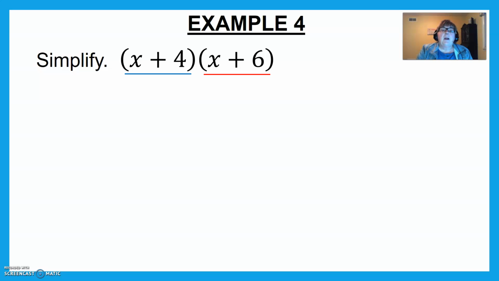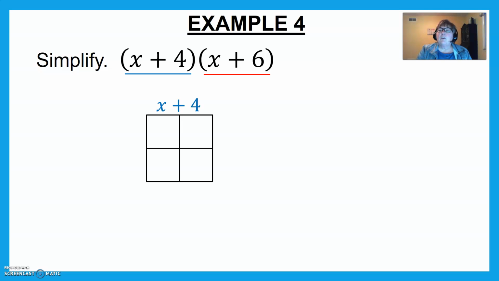I'm going to multiply the quantity x plus 4 times the quantity x plus 6. And I've underlined them in blue and red so that you can see when I go to my box, the one that's underlined in blue, I'm going to put in blue, and the one that's underlined in red, I'm going to put in red, just so we can keep track of where those things came from. And I just multiply into the box.